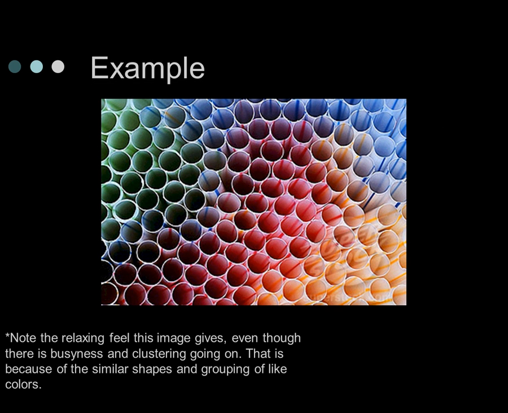In this example, we see a bunch of drinking straws sorted by color. Note the relaxing feel this image gives, even though there is busyness and clustering going on. That is because of the similar shapes and grouping of like colors.